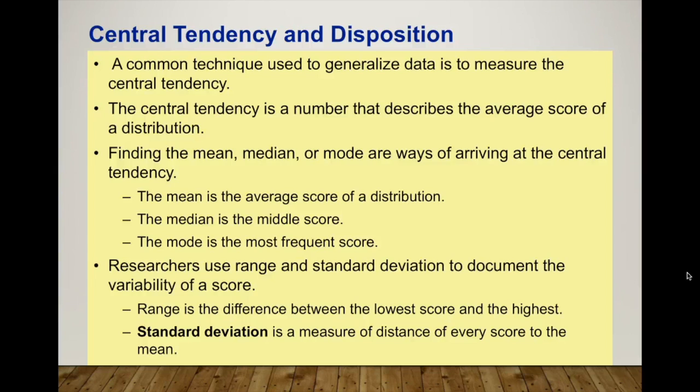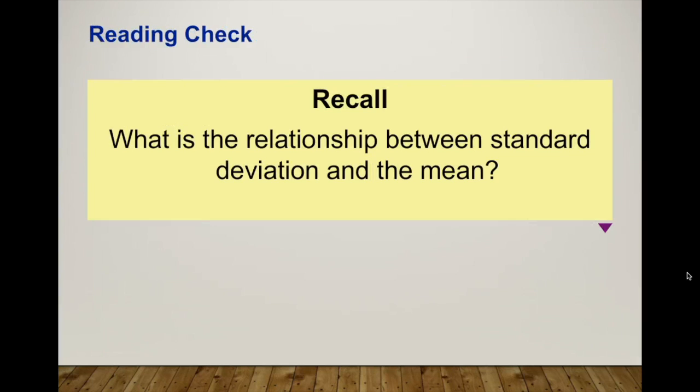Researchers use range and standard deviation to document the variability of a score. Range is the difference between the lowest score and the highest, and standard deviation is a measure of distance of every score to the mean. What is the relationship between standard deviation and the mean?